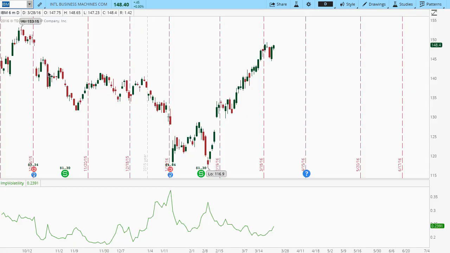Now for IBM, we see that it's almost exactly the same as well. Implied volatility is 23.91% in IBM. And again, you can see it's generally low. It's probably not the lowest point that it's been. It's definitely been lower, but it's definitely been higher. So it's kind of middle of the range here with IBM.